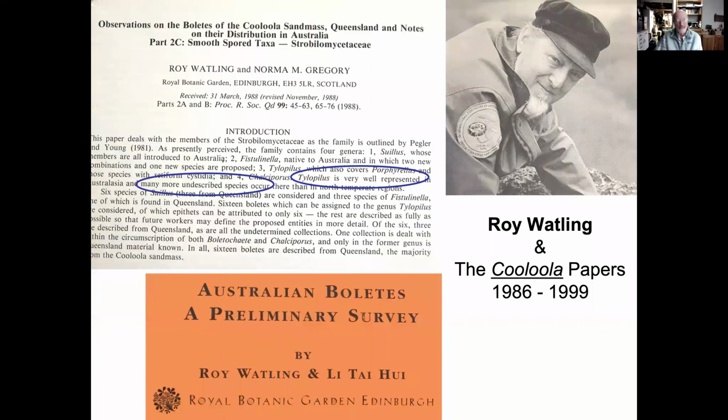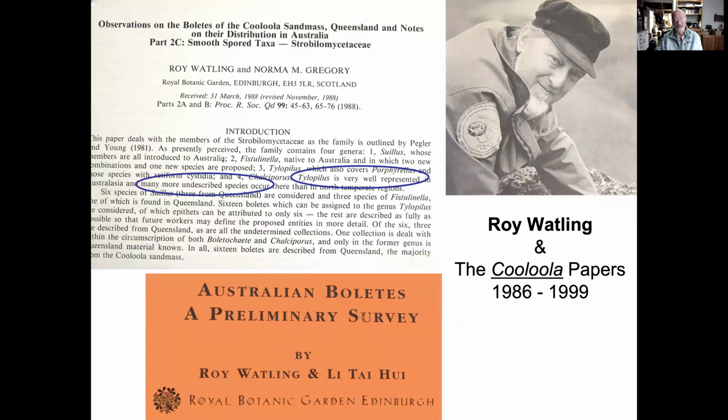It wasn't until the middle 1980s that Roy Watling at the Royal Botanic Garden in Edinburgh started to look at boletes in Australia. He started authoring a bunch of papers that I call the Colula papers, from 1986 through 1999, describing boletes, as he says, boletes of the Colula sand mass.